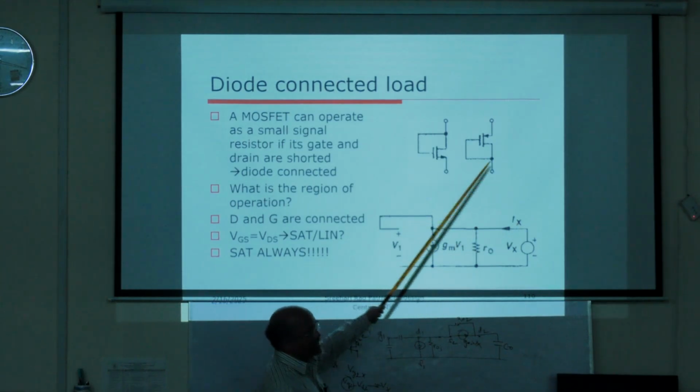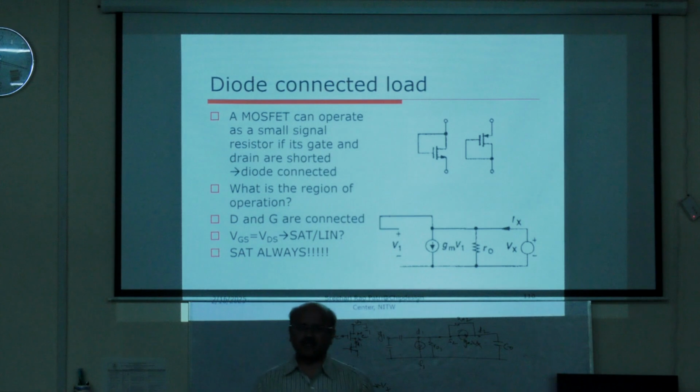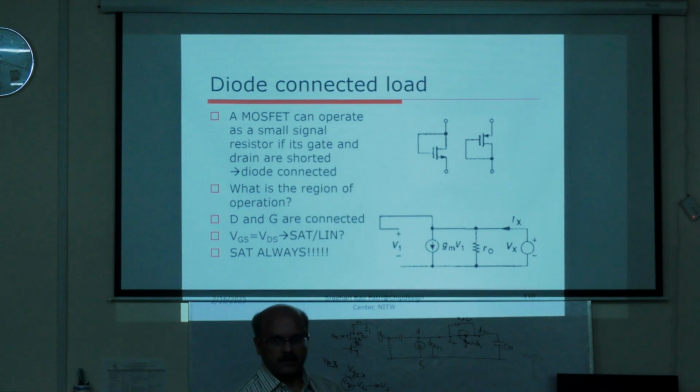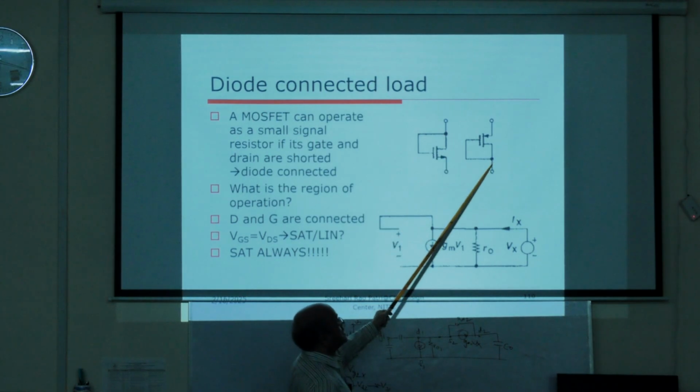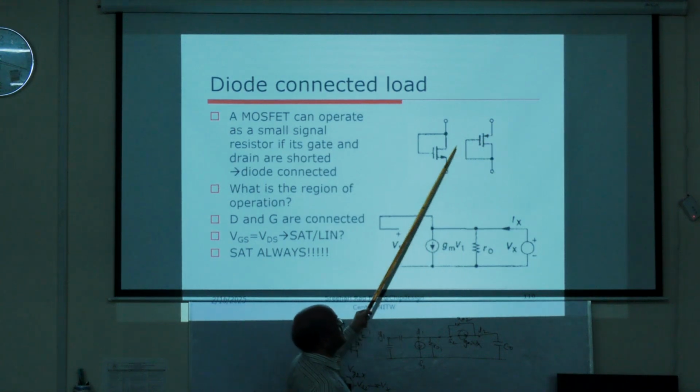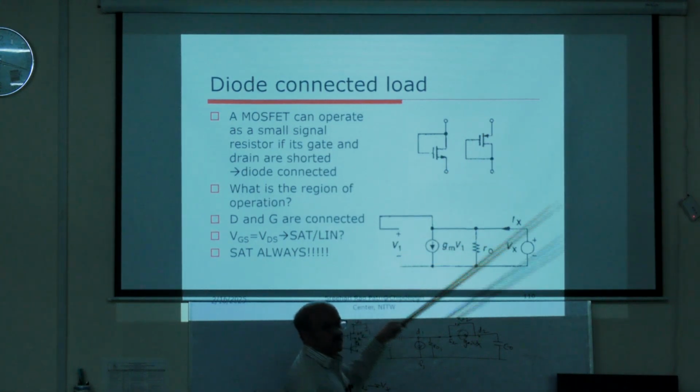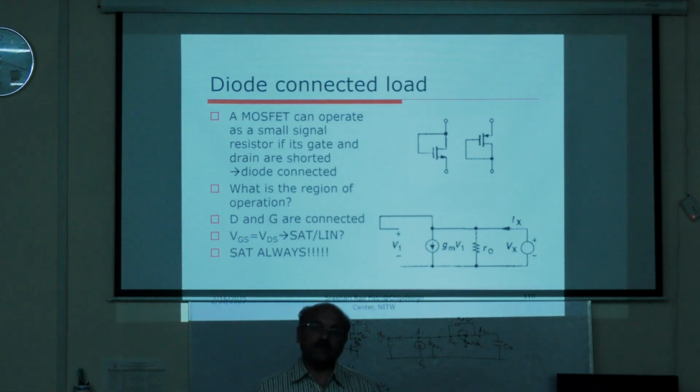Because gate and drain are connected together, in which region can it be? Here what is VDS? VDS is equal to VGS here. Am I right or not? This is the drain, this is the source. So VDS is the same as VGS because drain and gate are connected together. What is the condition required for the transistor to be in saturation? VDS should be greater than VGS minus threshold. So since VDS is equal to VGS, I can always say that the transistor is always in saturation. When this is in saturation, can I use it as a current source is the question.